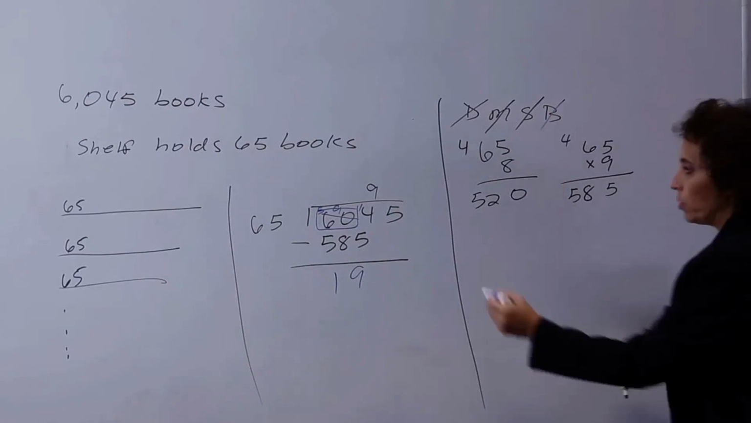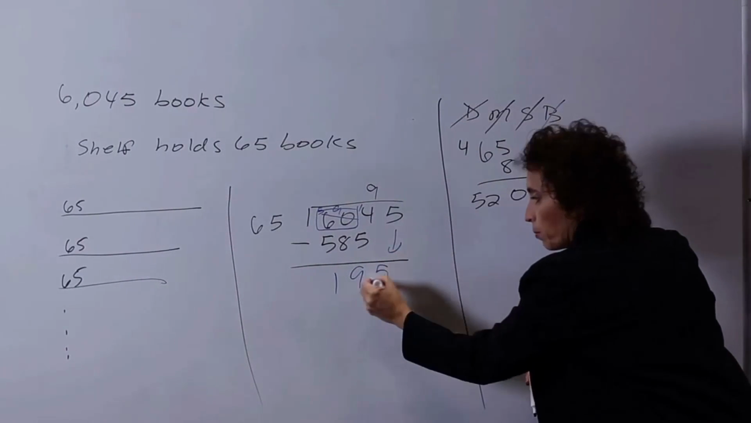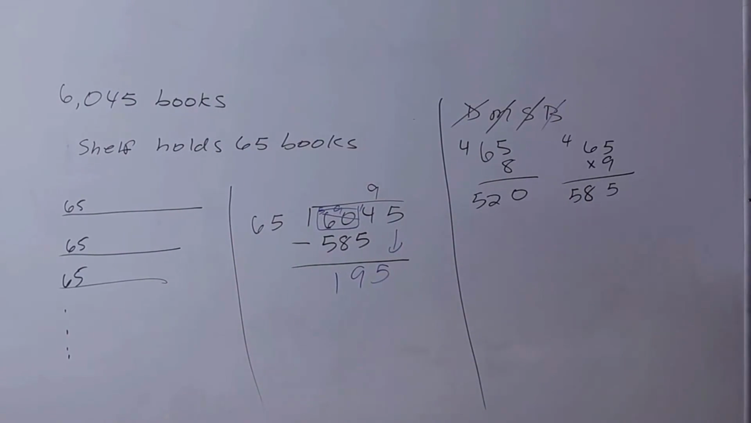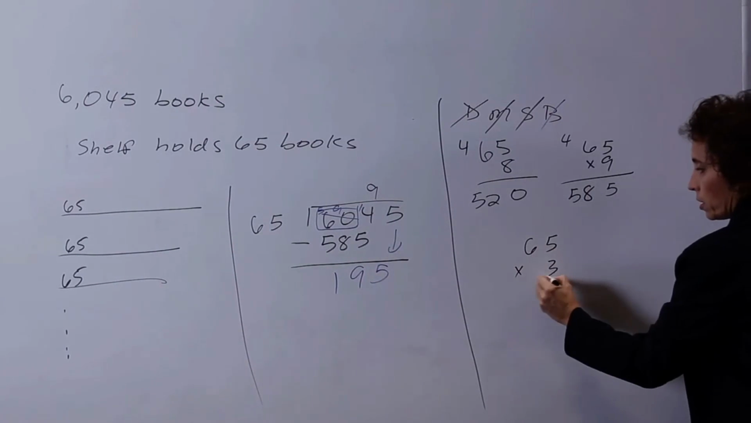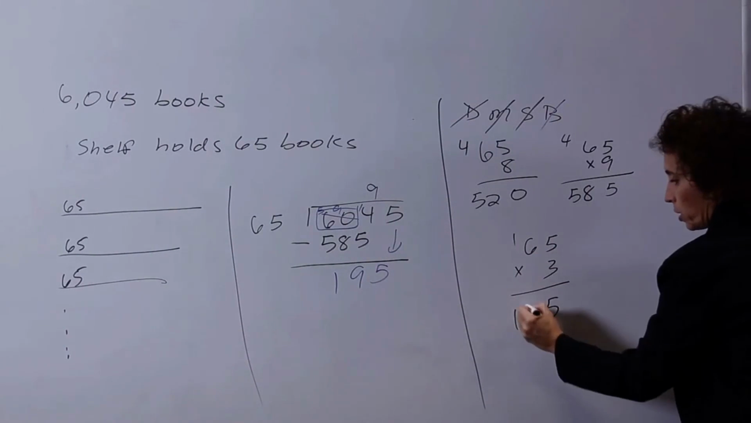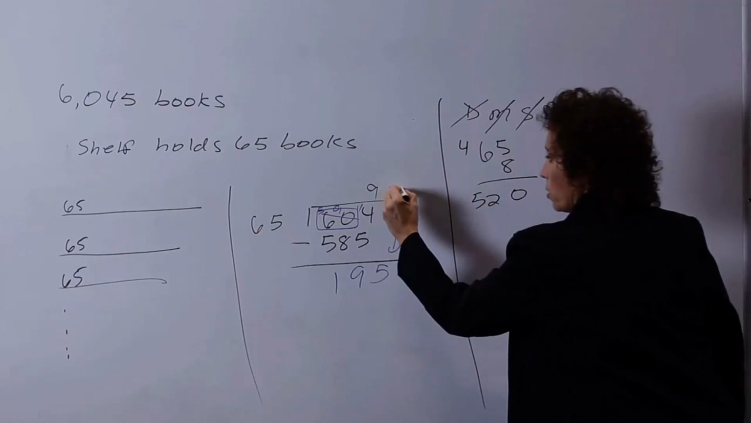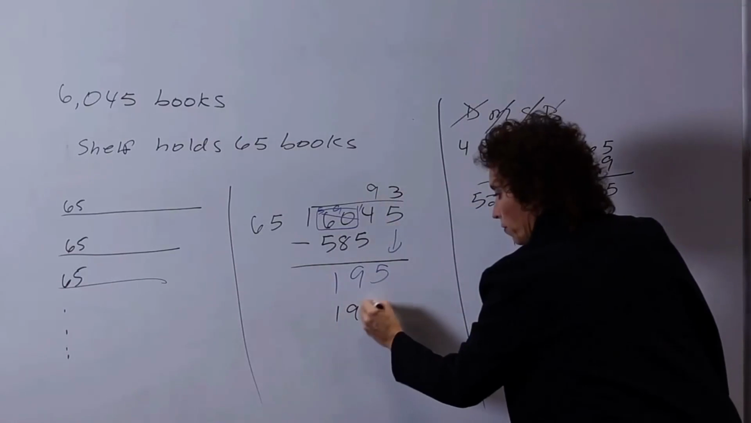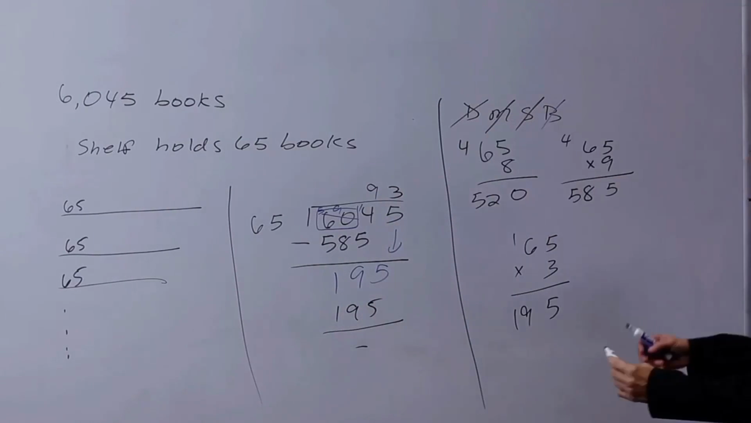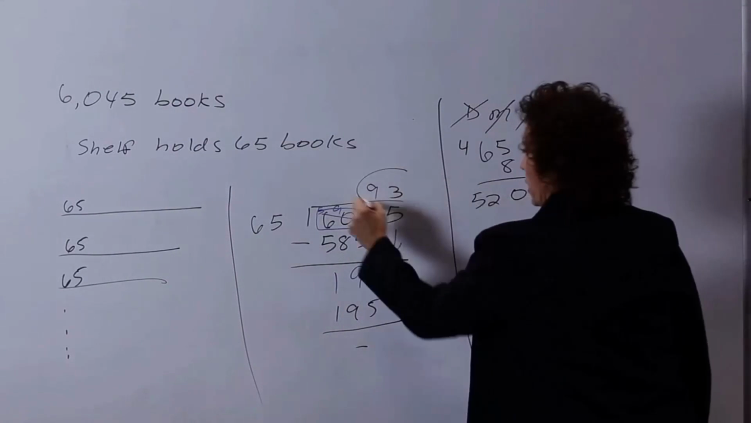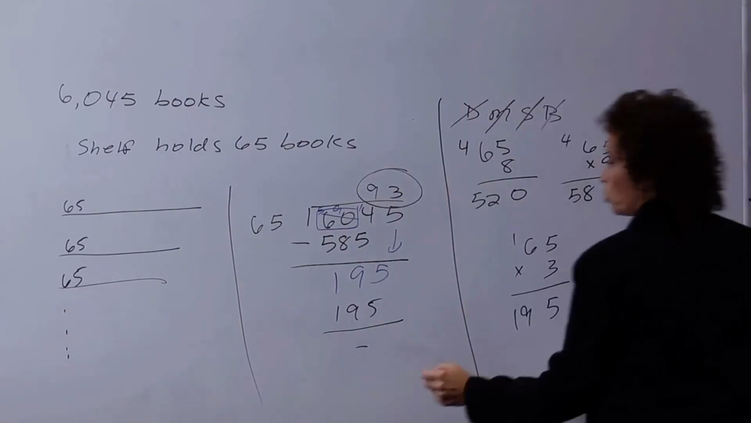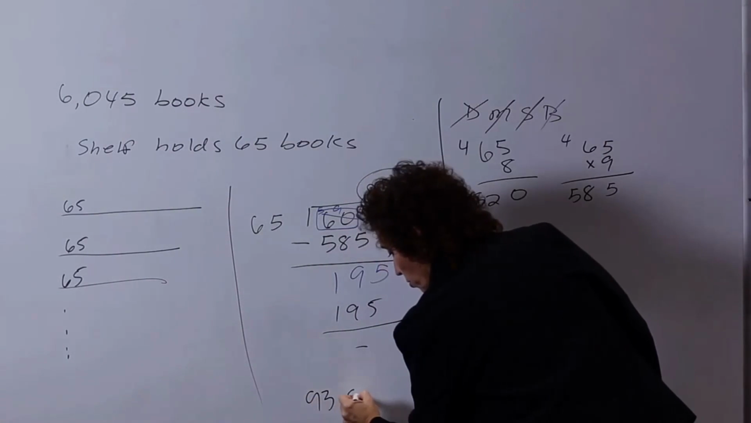Now I have to bring down. So I'm going to bring down the 5. I'm thinking that's about 3. Let's try 3. 195. Oh, that would be a winner. Okay, so there's your 195. Remainder 0. We're going to have to buy more shelves or not get any more books because we need 93 shelves for those books.